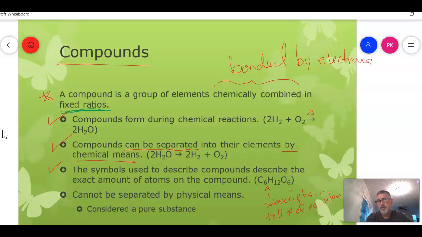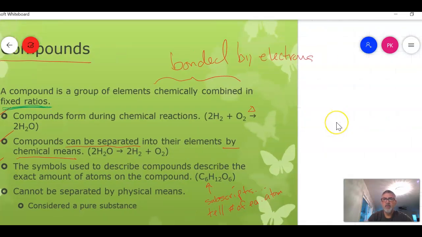So in this sugar molecule, it has 6 carbons, 12 hydrogens and 6 oxygens. So that's the fixed ratio. As long as it has the correct subscripts or correct ratios, then it's the same substance, right?